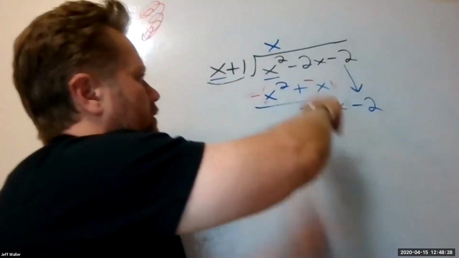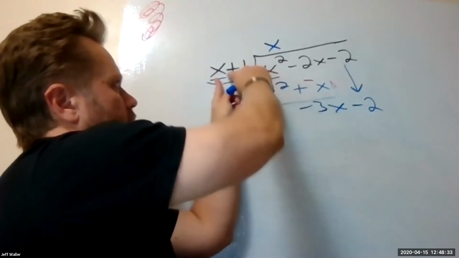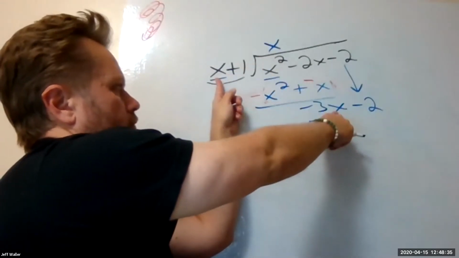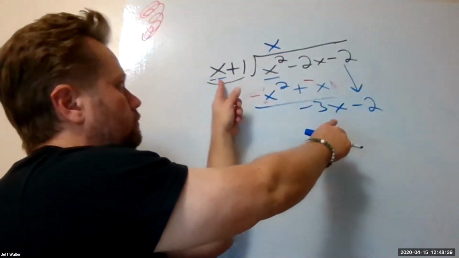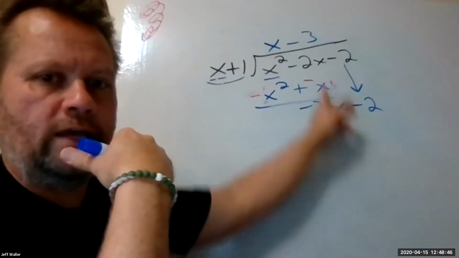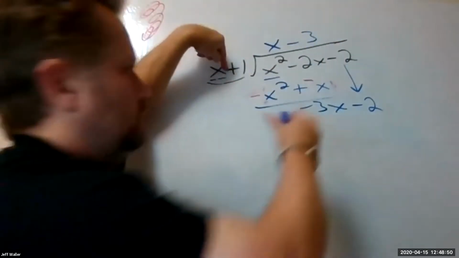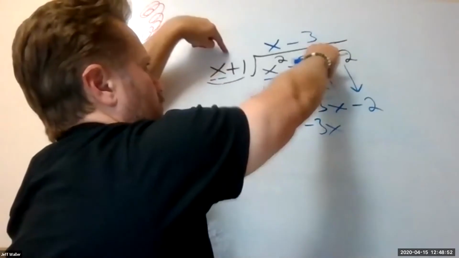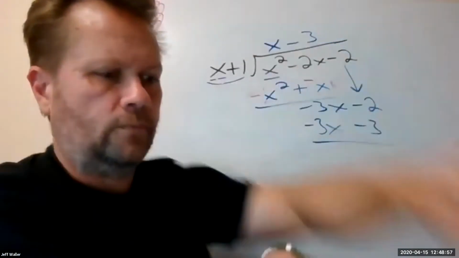Keep going. Now, what's the next thing I do? X times what is negative 3x? Isn't that the next thing I do? X times what is negative 3x? Negative 3. Right? What is it missing to become a negative 3x? It's missing a negative 3. So what's negative 3 times x? Negative 3x. What's negative 3 times 1? Negative 3. And then what do I do there? Change the sign.